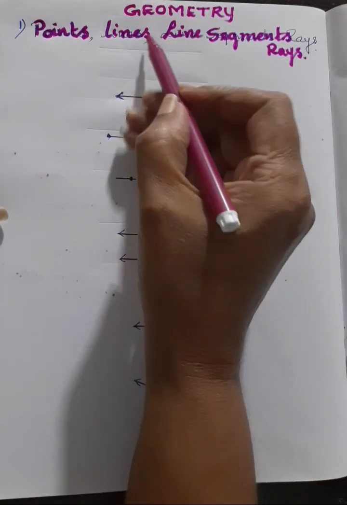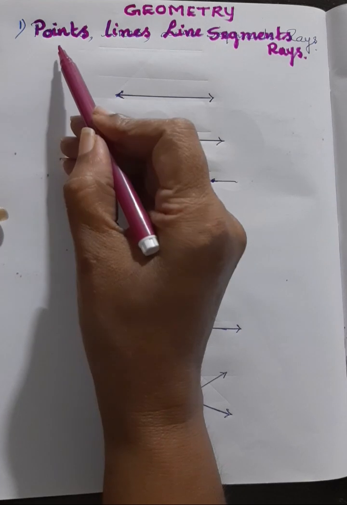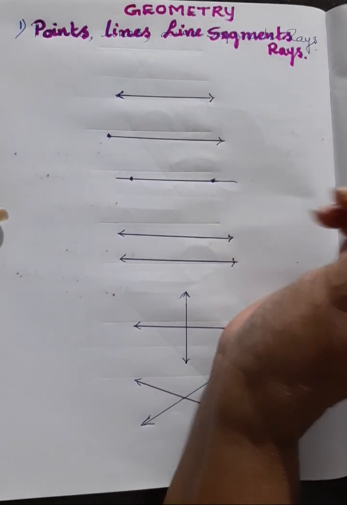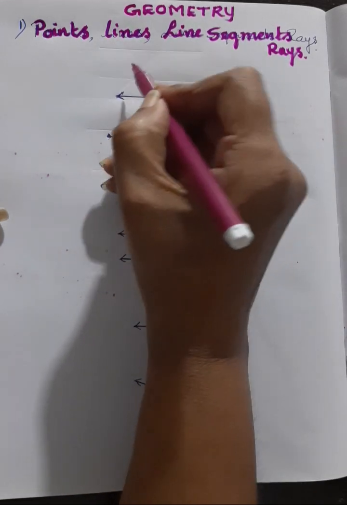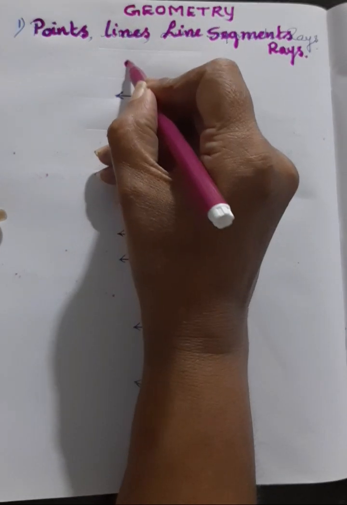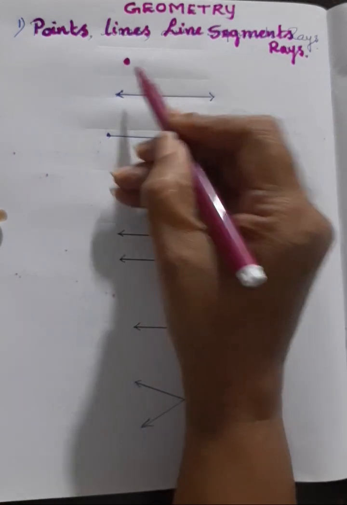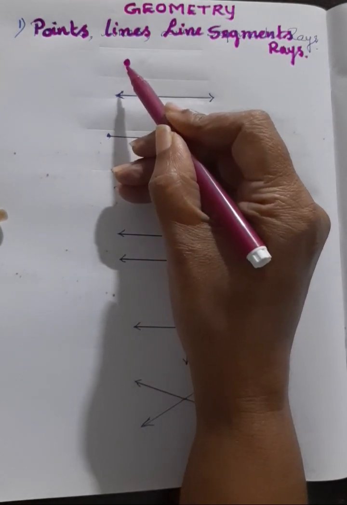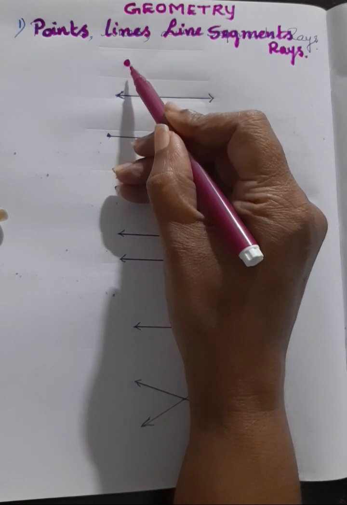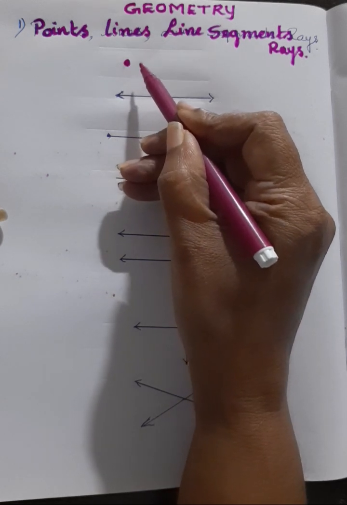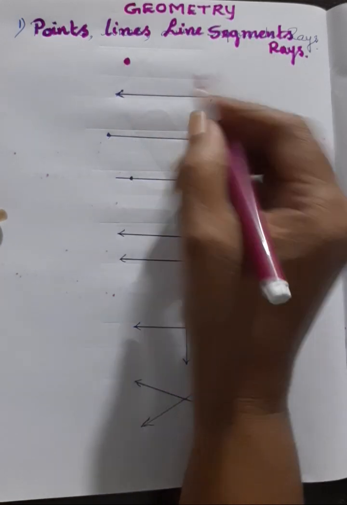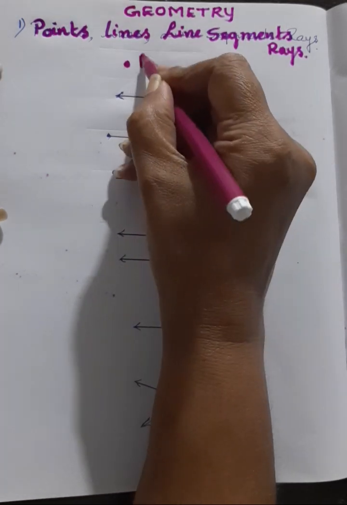Today's topic is geometry, that is points, lines, line segments and rays. So here, first of all, I will explain point. A point is denoted like this. We call it a dot, or an exact location. For example, this is point A.